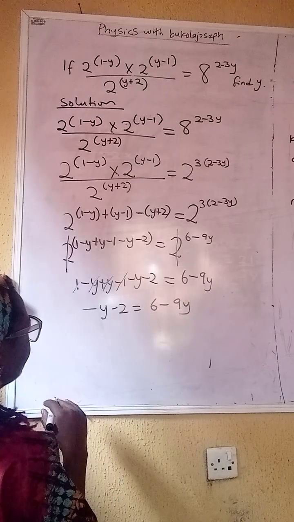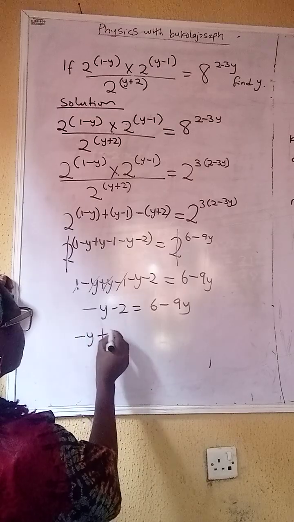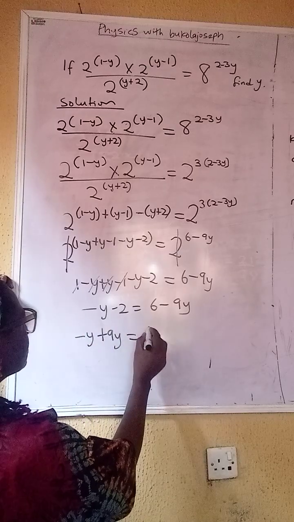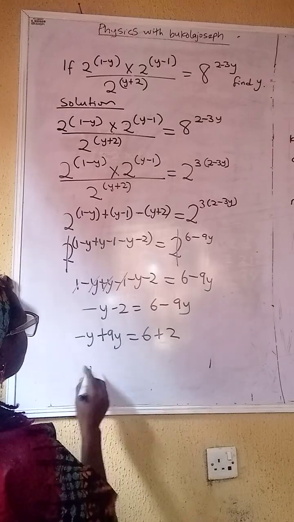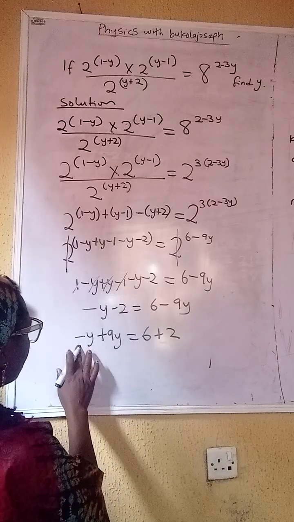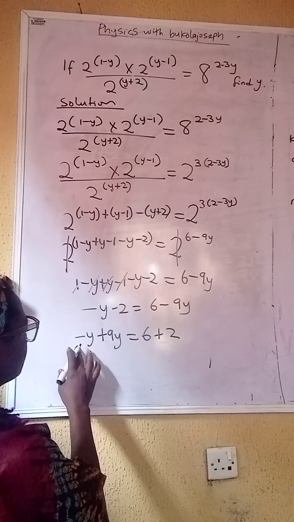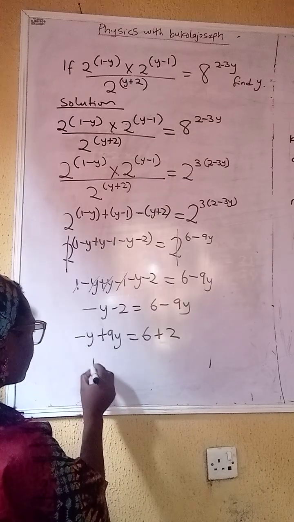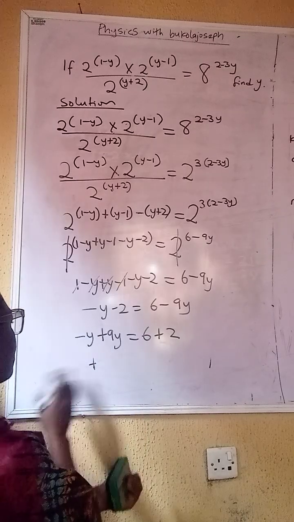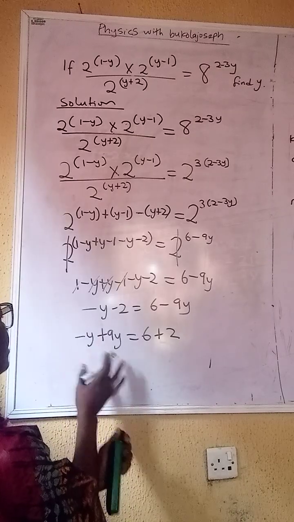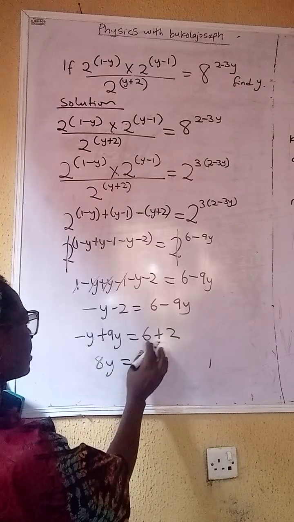So let's collect like terms. If we bring this to this side, it becomes minus y plus 9y is equal to 6. If you bring this minus to this side, it becomes plus 2, right? So this is minus, this is plus. This is greater than this, so we are going to maintain a positive sign. Then you can even swap it: 9y minus y. Yeah. 9y minus y is equal to simply 8y is equal to what? 6 plus 2 is what?